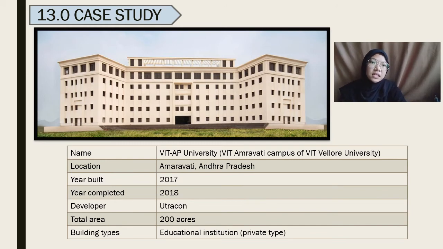So, for my case study, the post-tension concrete structure is applied in the construction of its floor slab. The name of the property for my case study is VID University, which is a campus university for Vid Valor University. It is located in Amaravati, Andhra Pradesh, and it was built in 2017. A year later, in 2018, it was completed. It was developed by Uttarakhand, and the total development area is 200 acres. The building type is an educational institution, which is a private type.